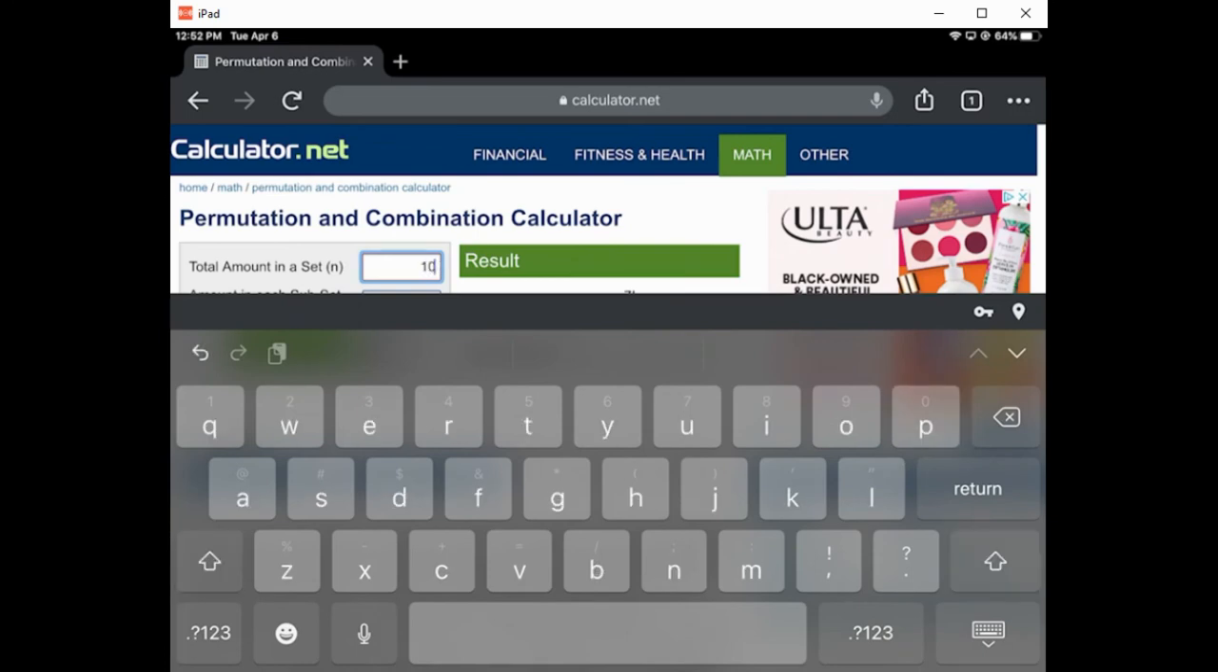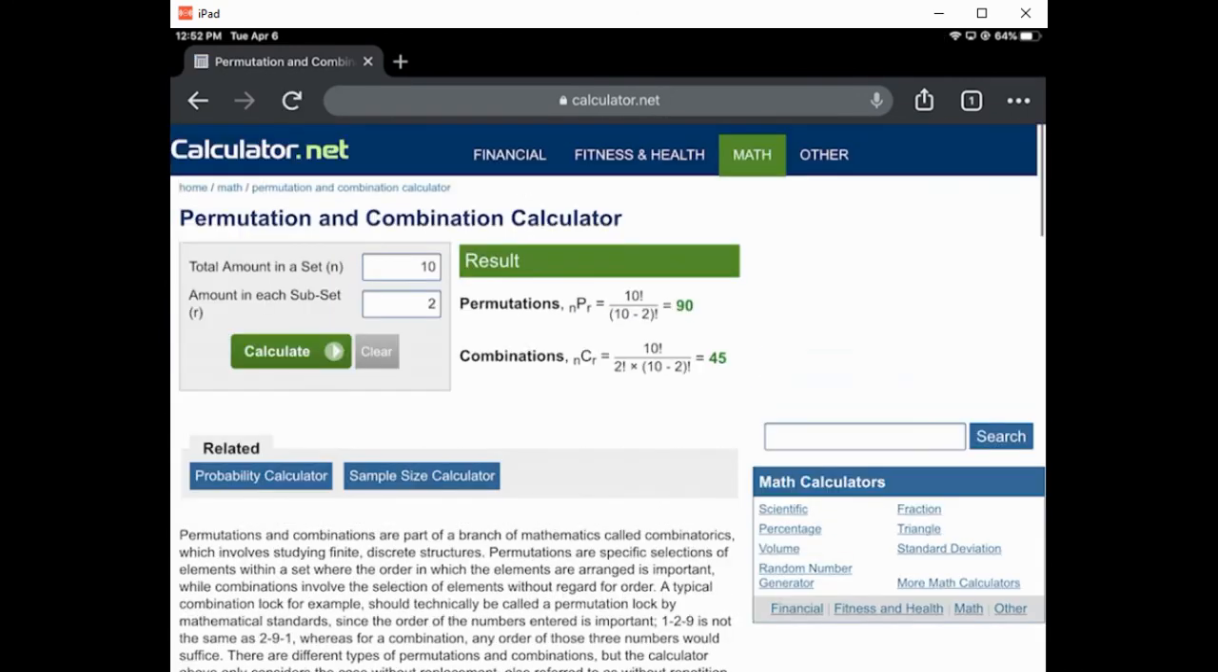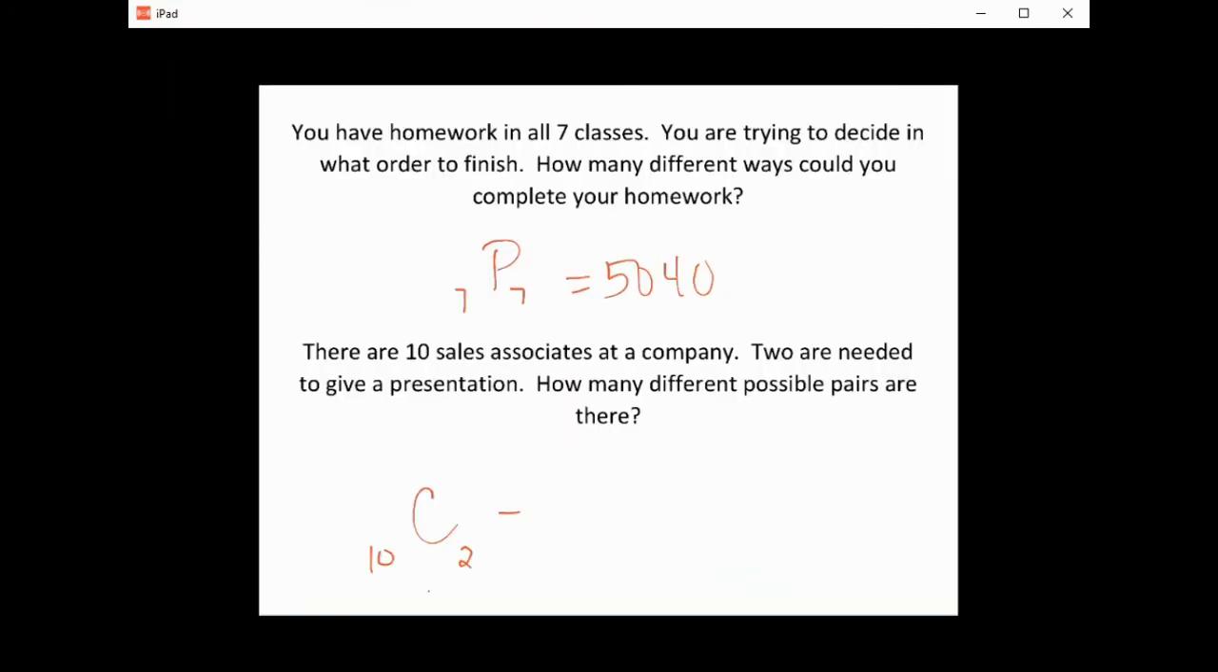It was 10 and 2. Calculate. It was a C. 45. Okay. So there's 45 different possible pairs of people who can do a presentation. On the ones where it says evaluate, you do the formulas, but other than that, all the word problem ones, you can just calculate it.